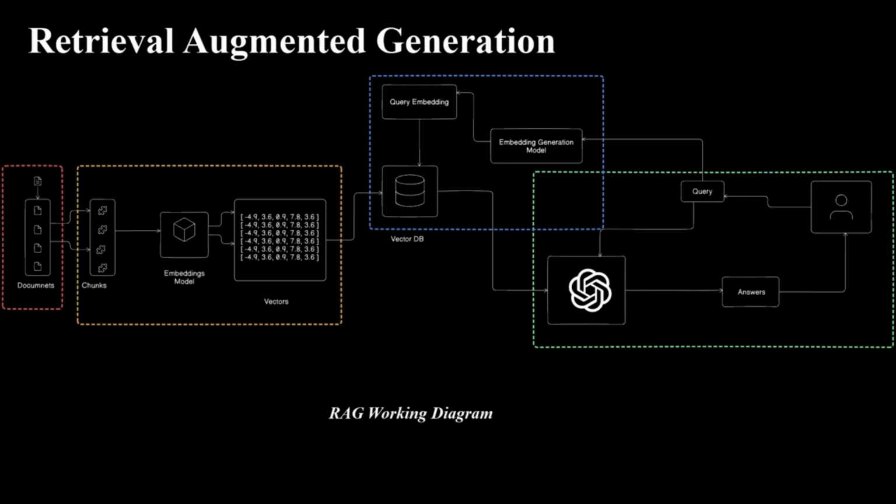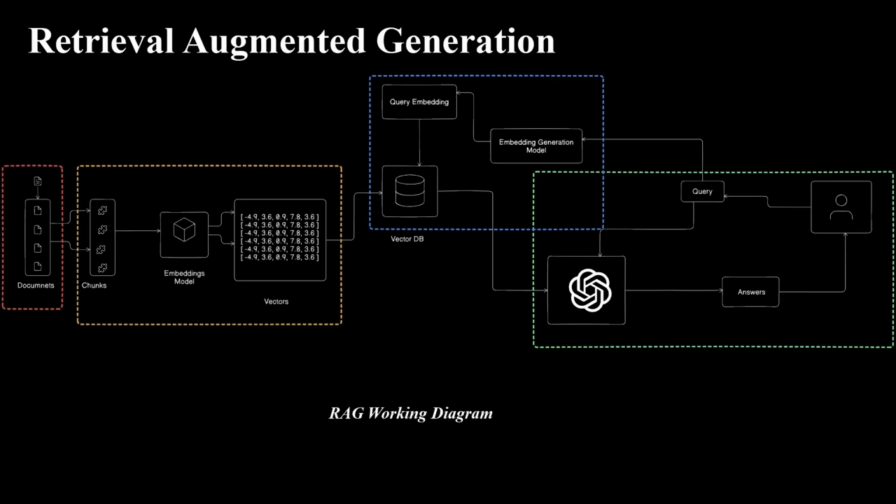RAG is a framework that combines two main things: one is retrieval and the second is generation. It first searches through your own data, like a set of PDFs. You could see in the diagram that you provide a set of documents, and this retrieval part searches through your own data and finds the most relevant chunk based on the user's question.